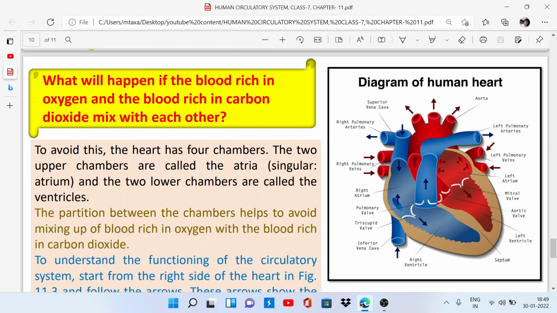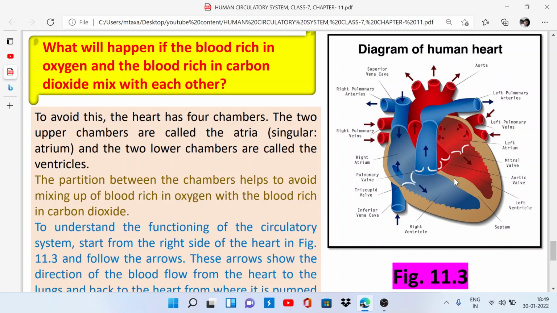So, to avoid this problem, God has created four chambers in our heart. Here we can see the diagram of the human heart. The heart has four chambers. The upper chambers are called atria. Here we can see this is left atrium, this is right atrium, this is left ventricle, this is right ventricle, and the partition between these chambers helps to avoid the mixing of the oxygen rich blood with the blood that is rich in carbon dioxide.